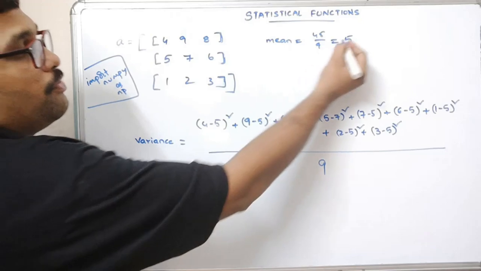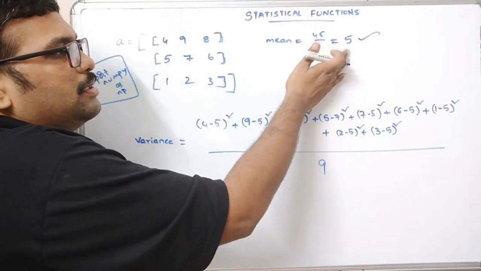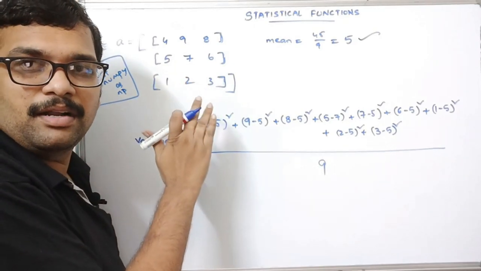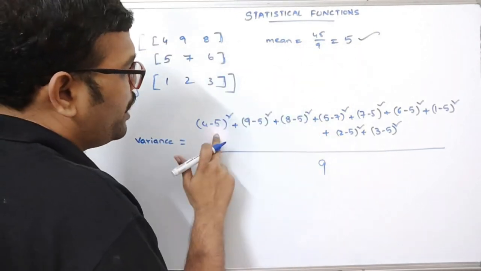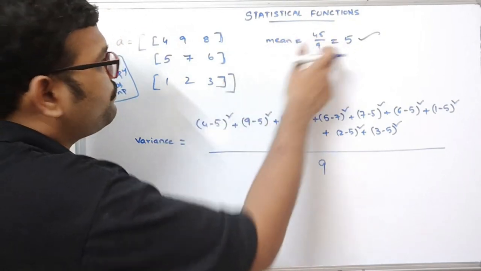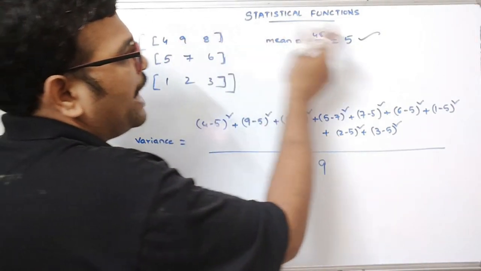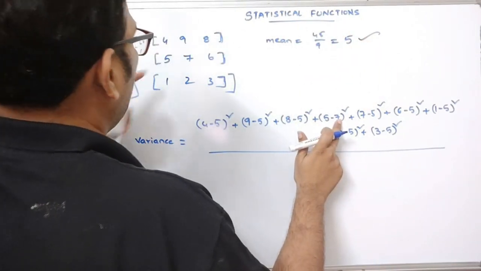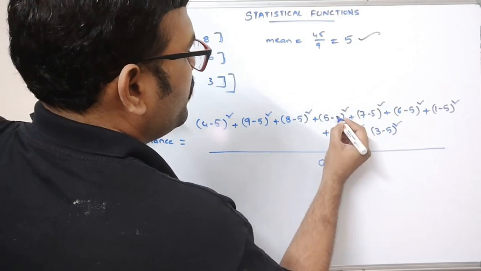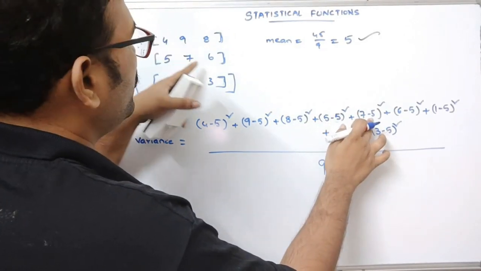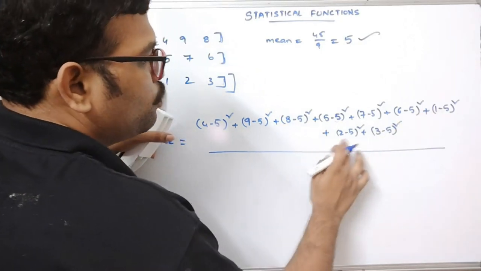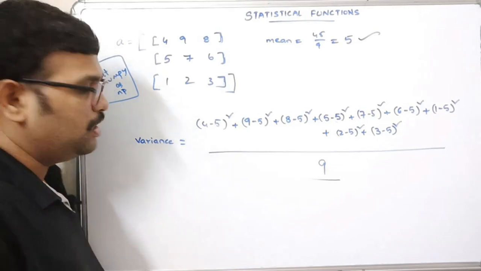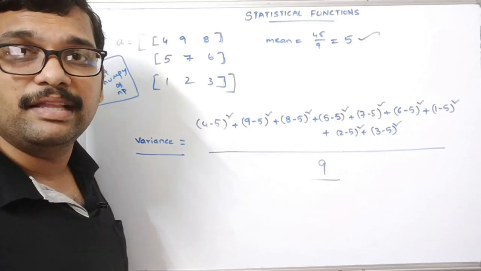So first of all we have to find out the mean and the difference of this mean with each and every element. So 4 minus 5 square. So we have to apply the square also. 4 minus 5 square. 9 is the second element, so 9 minus 5 square. 8 minus 5 square. 5 minus, sorry, here 5 minus 5 square. 7 minus 5 square. 6 minus 5 square. 1 minus 5. 2 minus 5. 3 minus 5. So we can compute that and divide it by 9 so that we get the variance value.